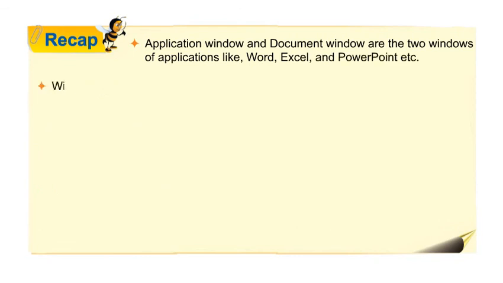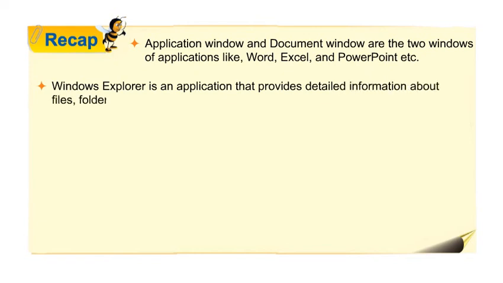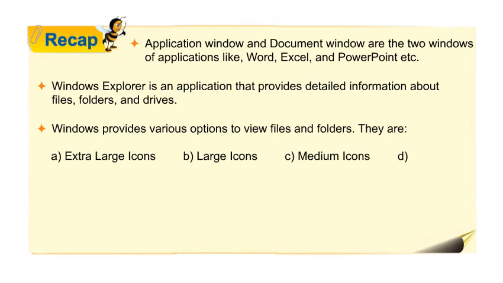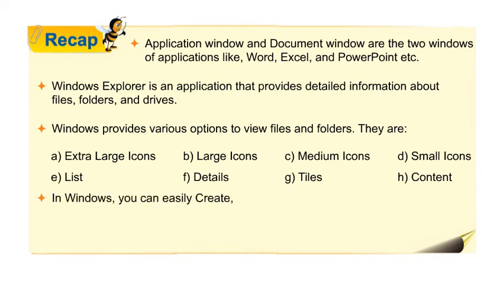Application window and document window are the 2 windows of applications like Word, Excel, and PowerPoint, etc. Windows Explorer is an application that provides detailed information about files, folders, and drives. Windows provides various options to view files and folders. They are A. Extra large icons, B. Large icons, C. Medium icons, D. Small icons, E. List, F. Details, G. Tiles, H. Content. In Windows, you can easily create, rename, move, delete, and search files and folders.